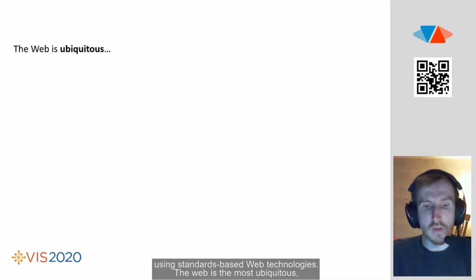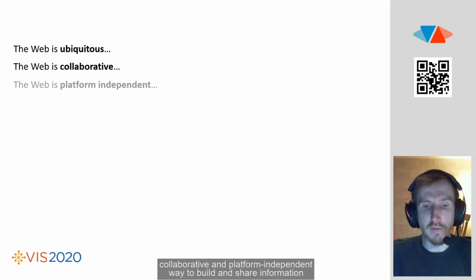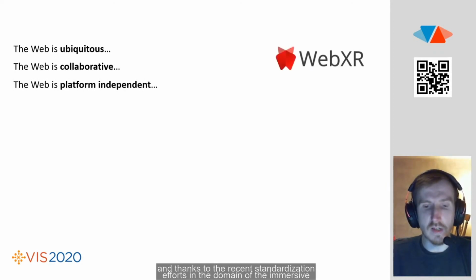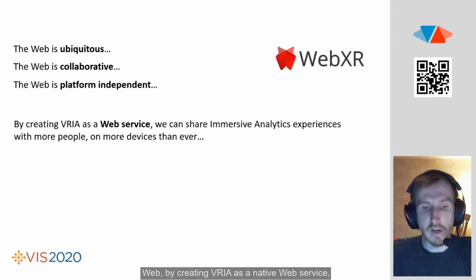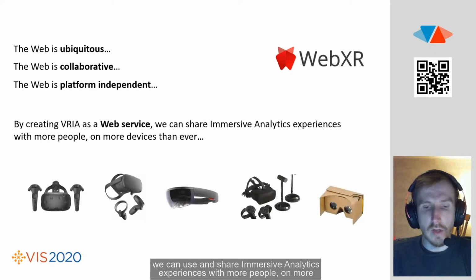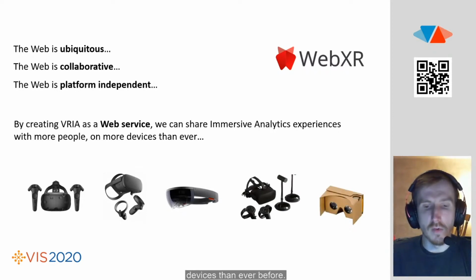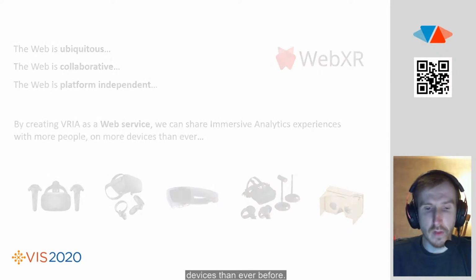The web is the most ubiquitous, collaborative, and platform-independent way to build and share information, and thanks to the recent standardization efforts in the domain of the immersive web, by creating Vria as a native web service, we can use and share immersive analytics experiences with more people on more devices than ever before.